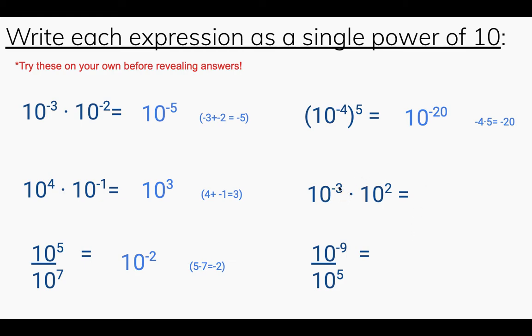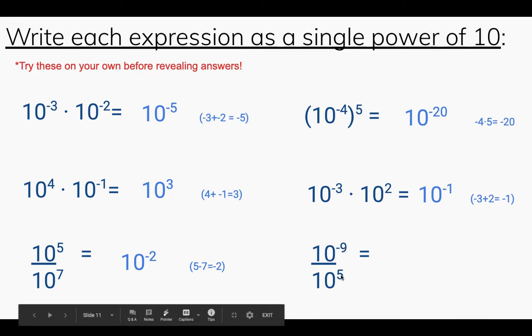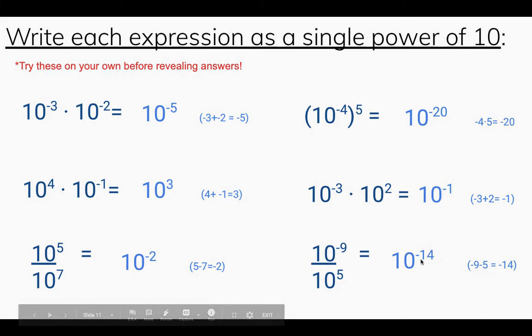This problem, similar to the first and second problem that we did, we're going to add our exponents, so negative 3 plus 2 will be negative 1. So negative 3 plus 2 is negative 1, so it's going to be 10 to the negative 1st. And our last problem, we are going to be subtracting our exponents. Negative 9 minus 5. We have like signs, so we're going to add those together and keep the sign. Negative 9 minus 5 is negative 14. So our answer is going to be 10 to the negative 14th.